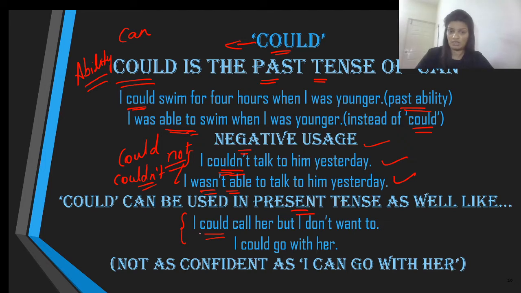I could call her, but then I don't want to. I'm not going to. I could go with her. It's more like you are kind of not sure about whether you want to go or you don't want to go. It's more like an attitude of, I guess I could go with her. Okay, fine, all right, I could go with her. So it's more like that attitude, and you do use could in that situation. Not confident, when you are using it in present tense. So these are the usages of could.